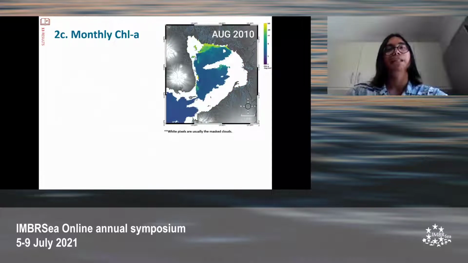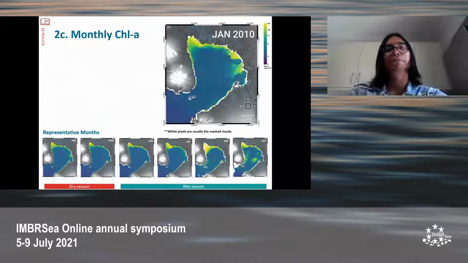So we have monthly maps, and then we have an illustration here just for the sample representative for the dry season and the wet season. And let's take a moment to observe the illustration of the chlorophyll A.